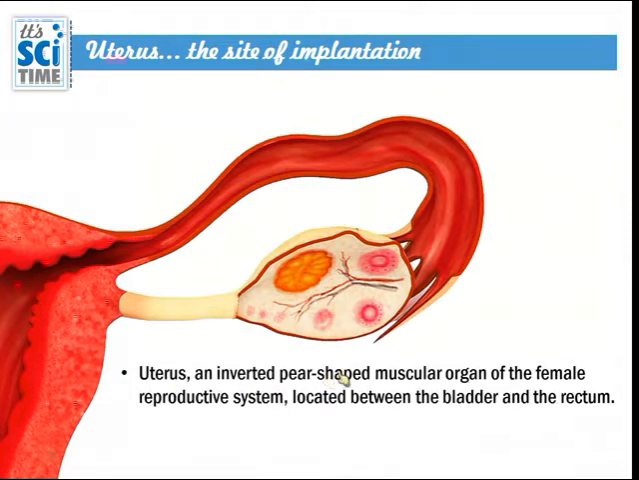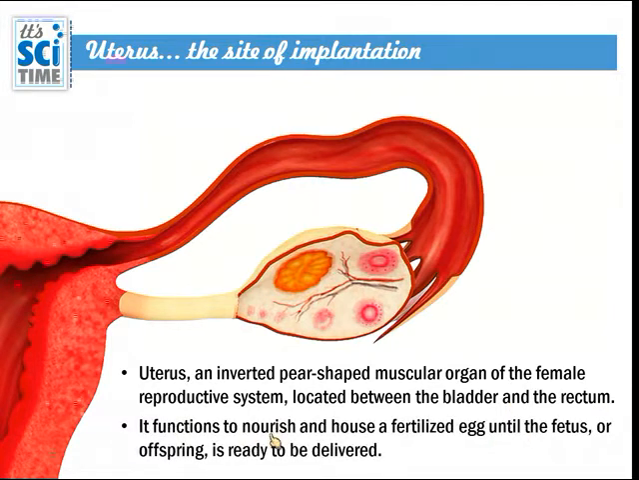The uterus is an inverted pear-shaped muscular organ in the female reproductive system, located between the bladder and the rectum. Its function is nourishing and providing a space for the fertilized egg until it grows as the fetus or offspring. Offspring is the young one or a baby. The baby is kept here in the human reproductive system for around 9 months. The baby stays in the uterus and is finally delivered.